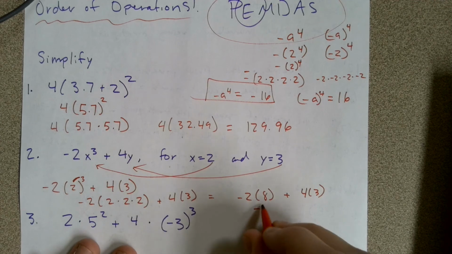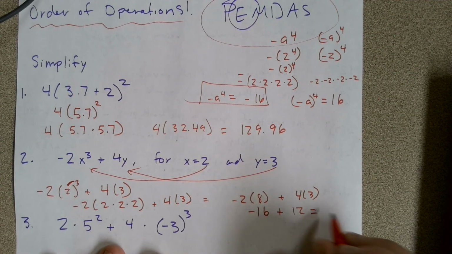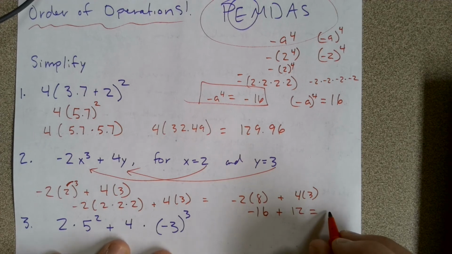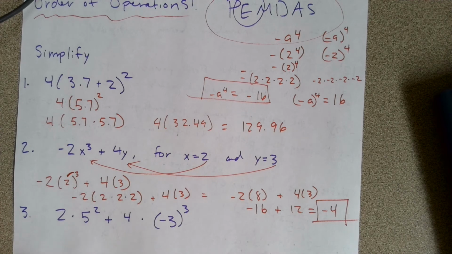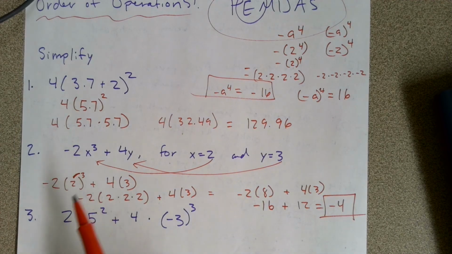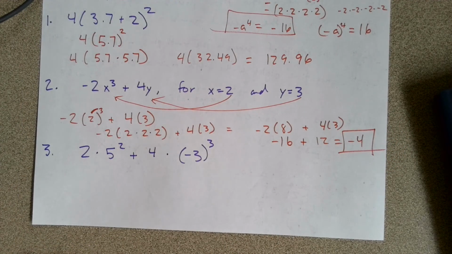Negative 2 times 8 is negative 16. 4 times 3 I know is 12. Our answer here is going to be negative 4. Follow those PEMDAS steps, you'll get negative 4 for that. Plug those in, start with our parentheses, move on to exponents. From there, you know the rest. Last problem, I'll get you working here.